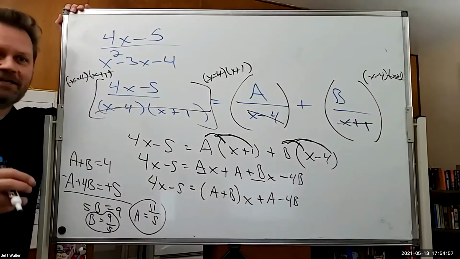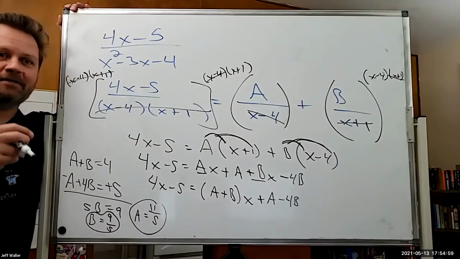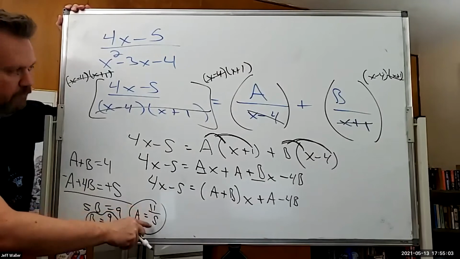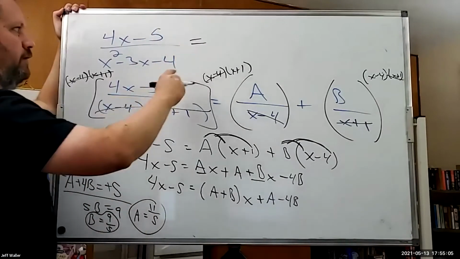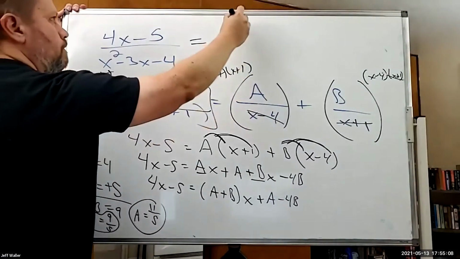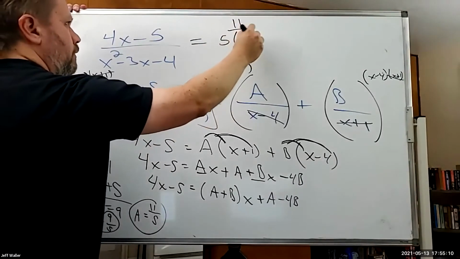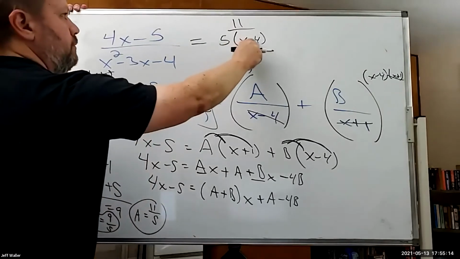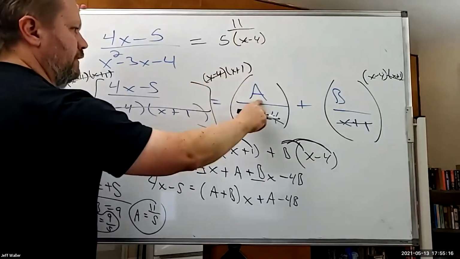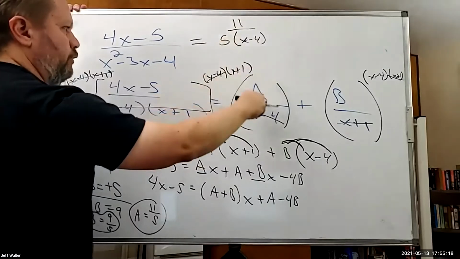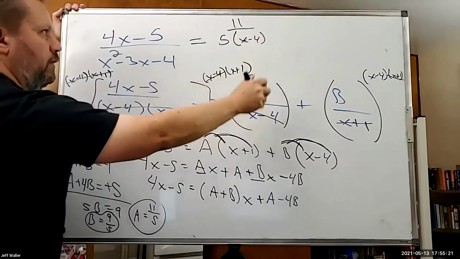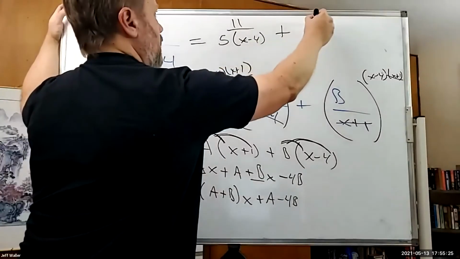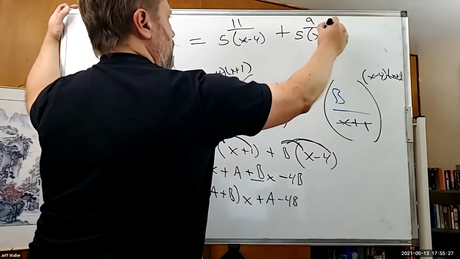So what did we just figure out, Jeff? Well, I know A is 11/5, correct? So then isn't this equal to 11/5 times x minus 4 plus... So pretty cool what just happened. A is 11/5, so let me put 11/5 where A is. And there's x minus 4 plus, and what's B? 9/5. So it'll be 9/5 times x plus 1.